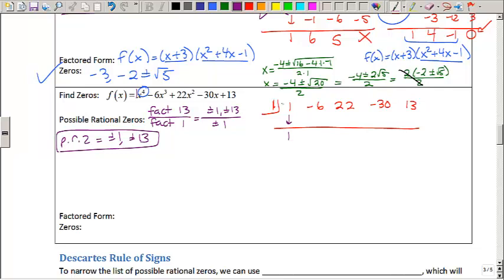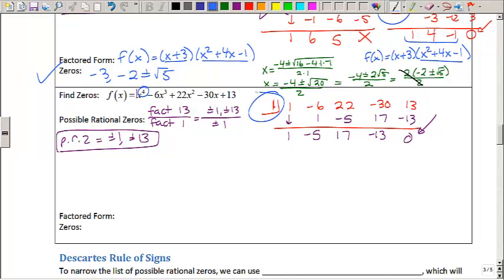Let's synthetically divide here. 1 times 1 is 1. Add down, negative 5. Negative 5 times 1 is negative 5. Add down. 17 times 1 is positive 17, add down is negative 13, and negative 13 times 1 is negative 13, and yes, I get a 0. That is very good news, especially because I'm going to have to keep trying until I get a 0 here. So getting a 0, reason to celebrate, because you're done. You got the 1, 0.